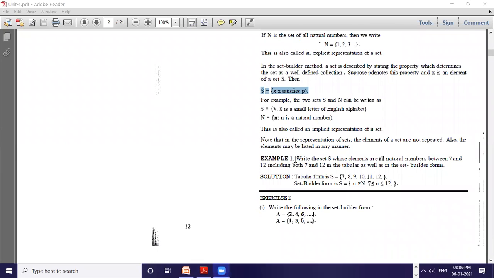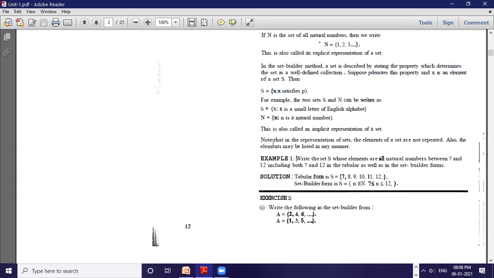So example 1. यहाँ का क्या है? In the representation of sets, the elements of a set are not repeated. Also, the elements may be listed in any manner. यहाँ तक के आपको समझ में आ गया? Elements repeat नहीं हो रहे हैं, और elements may be listed in any manner. Right?